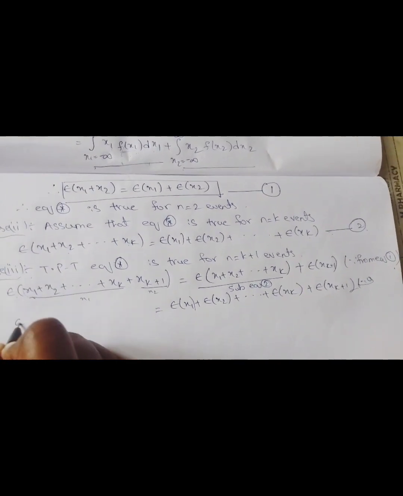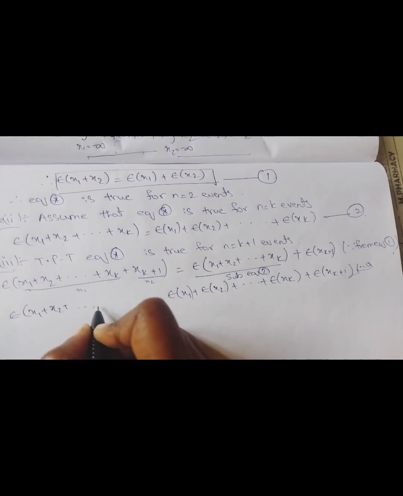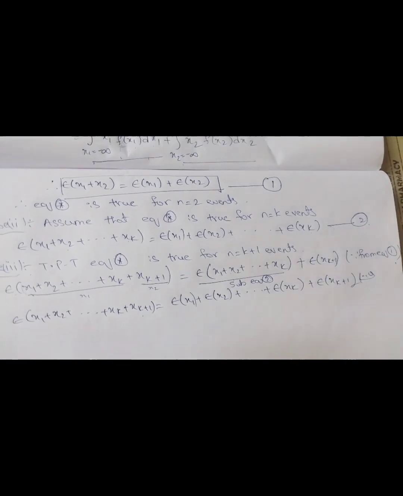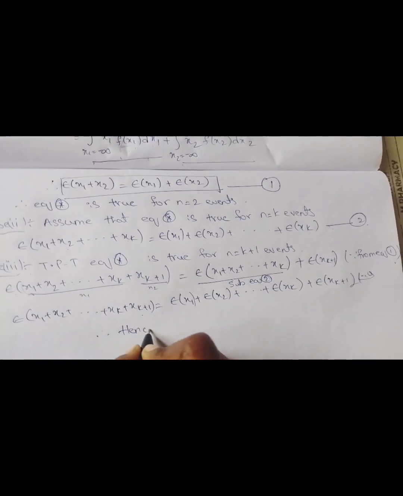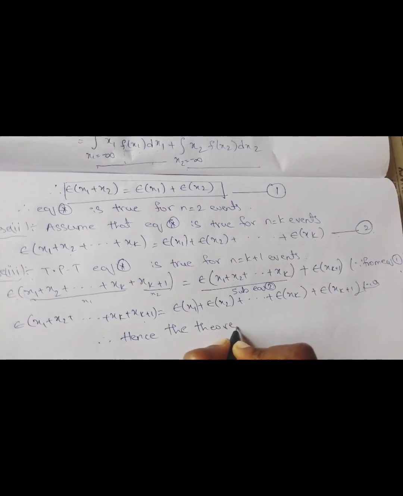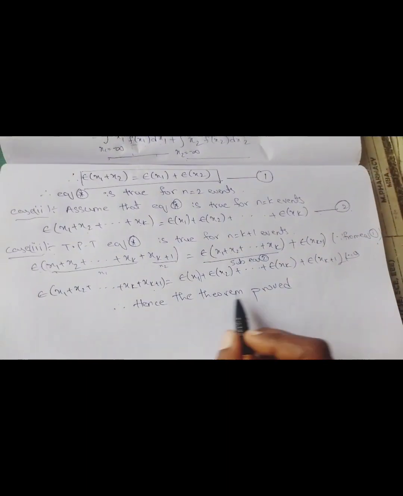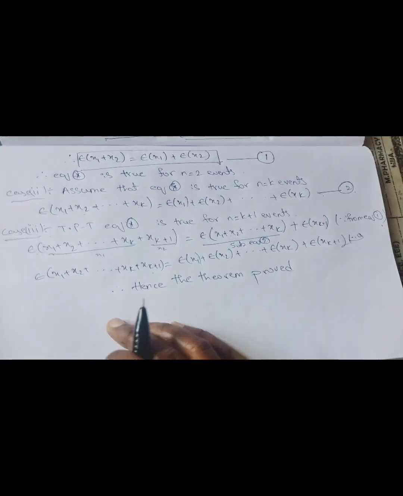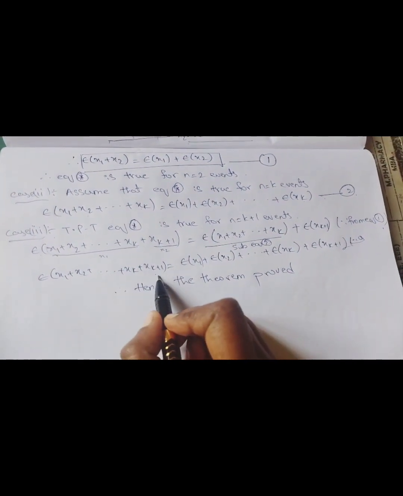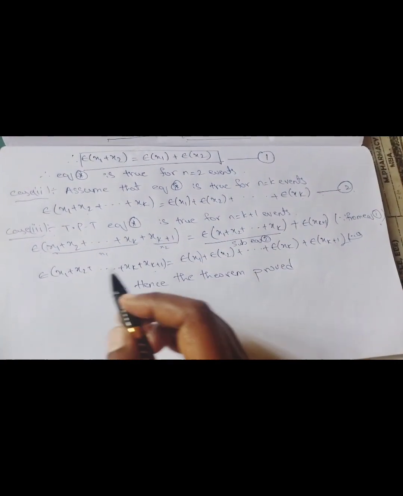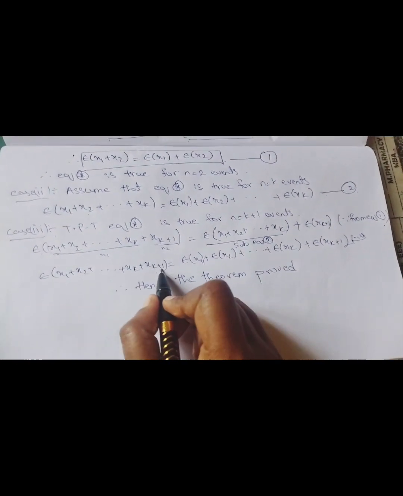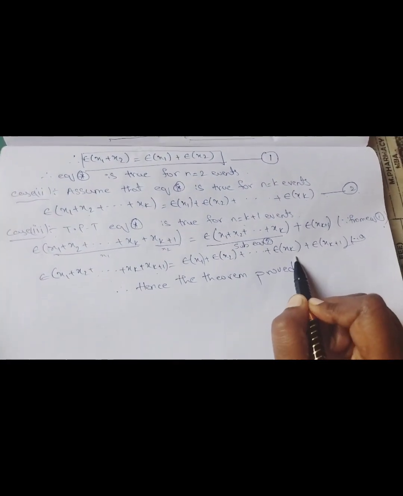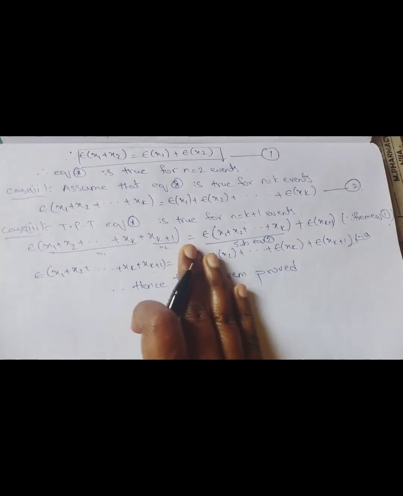You can see on the left hand side, expectation of x1 plus x2 plus so on xk plus xk plus 1, we have k plus 1 events, and on the right we also got k plus 1 events. Hence the theorem is proved. Till here the theorem is completed. But if you want the exact statement, you can just replace k plus 1 with n. Substitute k plus 1 equal to n. So our theorem becomes expectation of x1 plus x2 plus so on xn equal to expectation of x1 plus so on plus expectation of xn. You can do it that way also.